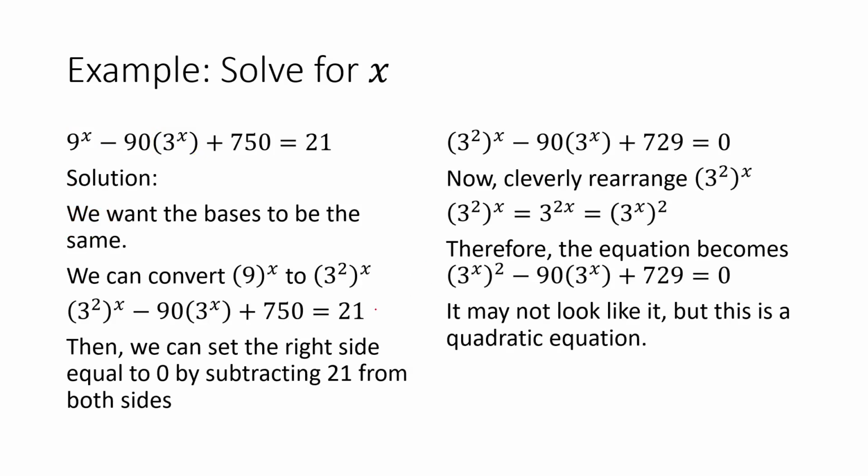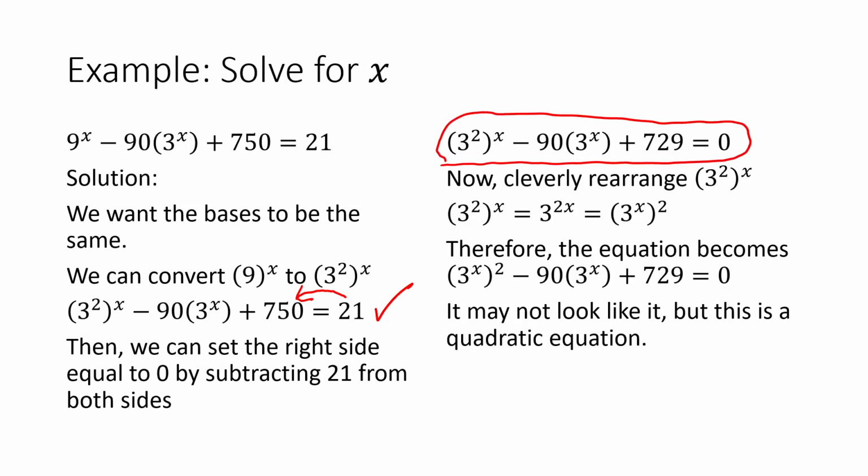Okay, and when we do that, this is the line we left off at. Now, what we're going to do is set the right-hand side equal to 0, simply subtract 21 from both sides, and we get this statement right here. 3 squared to the exponent x minus 90 times 3 to the x plus 729 equals 0.